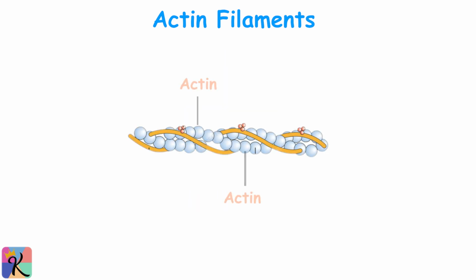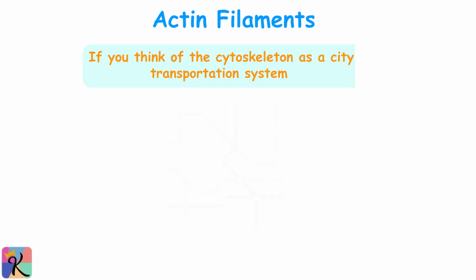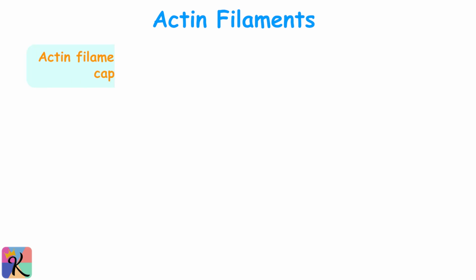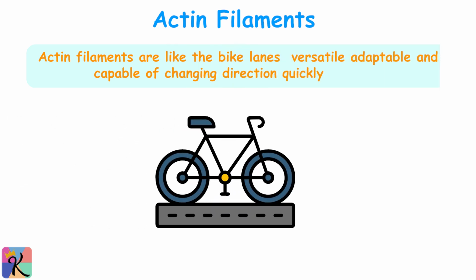Let's start with the actin filaments, the thinnest of the three, often called microfilaments. They're made of two twisted strands of actin proteins, forming a flexible rope-like structure. If you think of the cytoskeleton as a city's transportation system, actin filaments are like the bike lanes, versatile, adaptable, and capable of changing direction quickly.